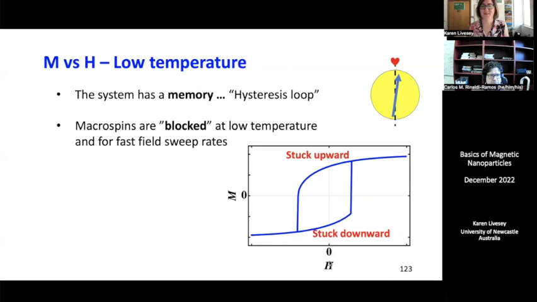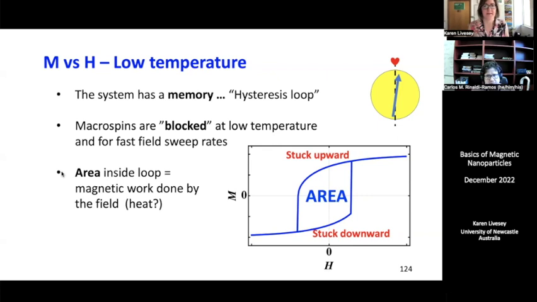All right. So if we look again at zero field, there are two possibilities in this graph for what the system is doing. And which one you're in depends on the history that you've gone through. We've talked a little bit about this as well. The area inside the loop corresponds to the work that has been done by the field during one field cycle, and that can be correlated with heat.